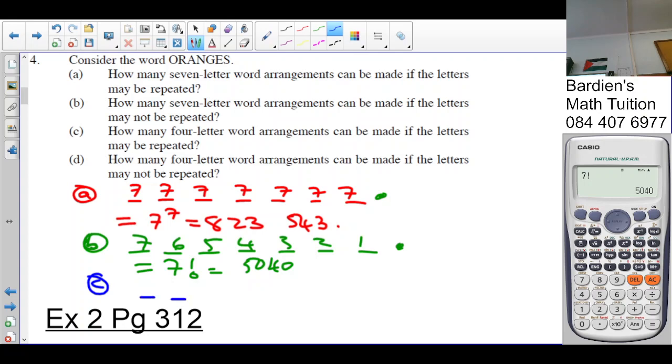How many 4-letter word arrangements can be made if letters may be repeated? So it's 1, 2, 3, 4. How many options do I have here? 7, 7, 7, 7. So it's going to be 7 to the 4. 7 to the exponent 4 gives us 2,401.